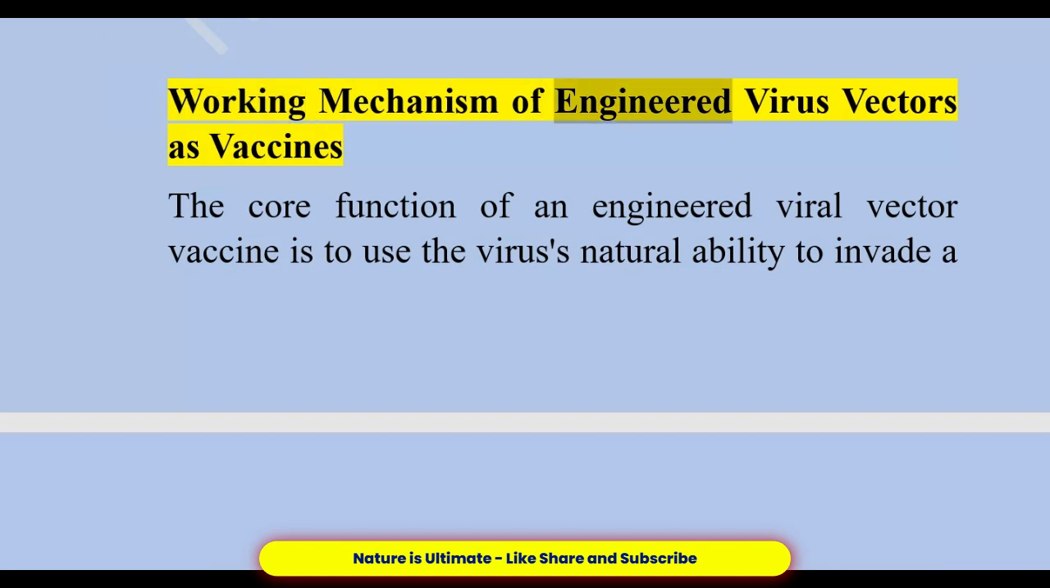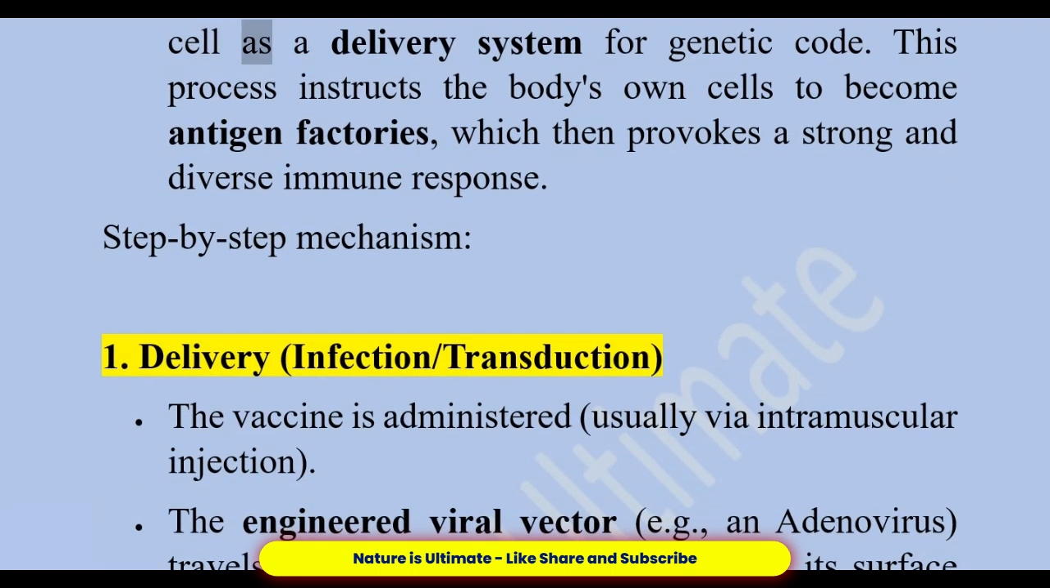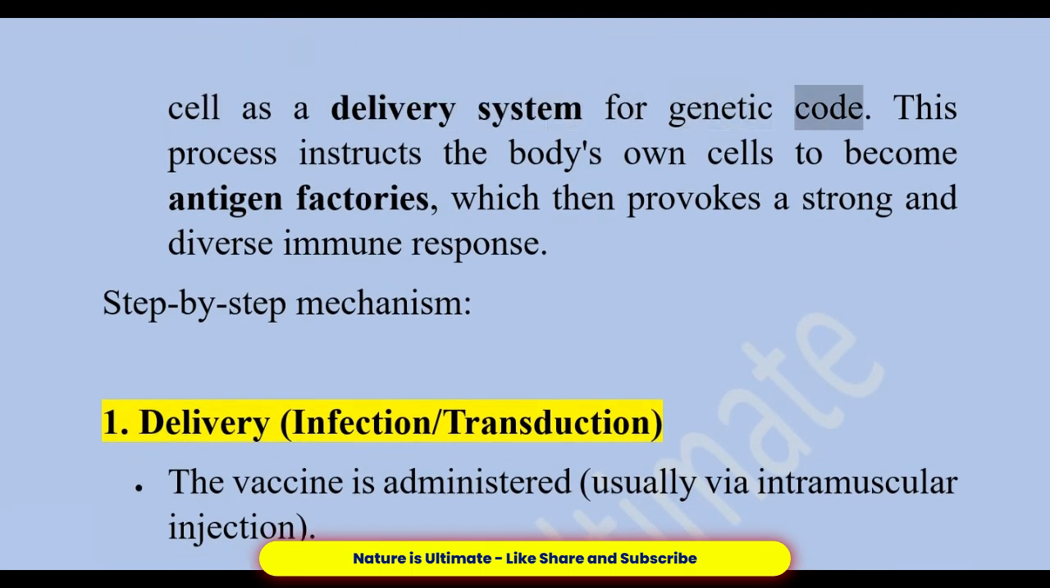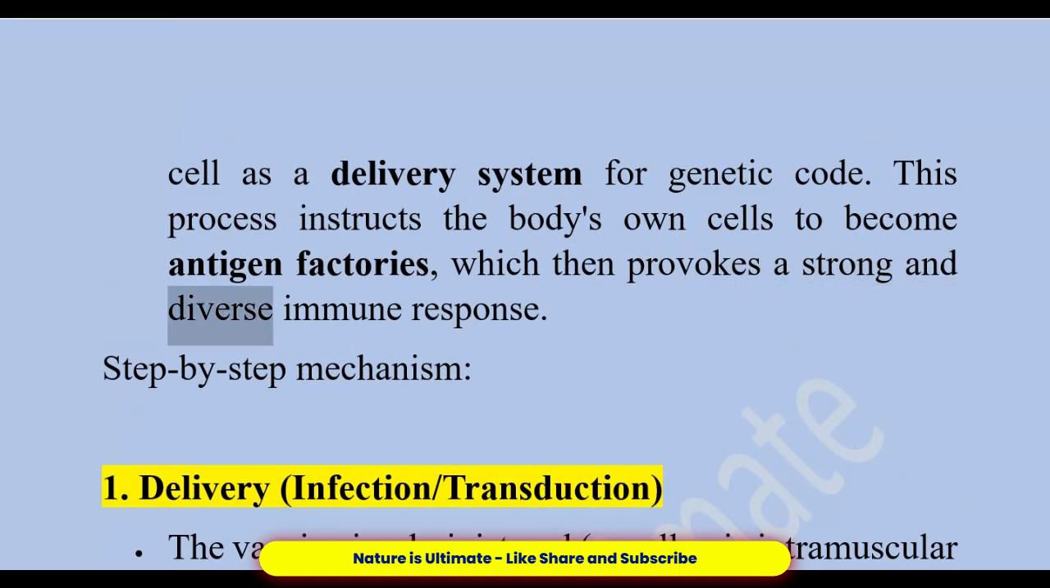Working mechanism of engineered virus vectors as vaccines. The core function of an engineered viral vector vaccine is to use the virus's natural ability to invade a cell as a delivery system for genetic code. This process instructs the body's own cells to become antigen factories, which then provokes a strong and diverse immune response.